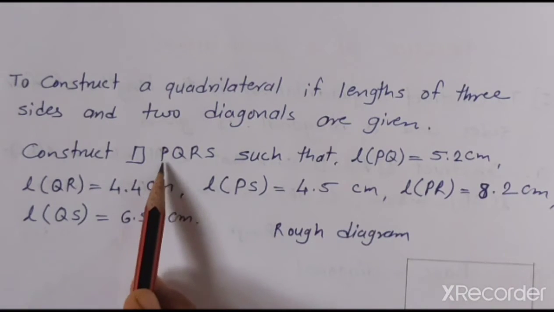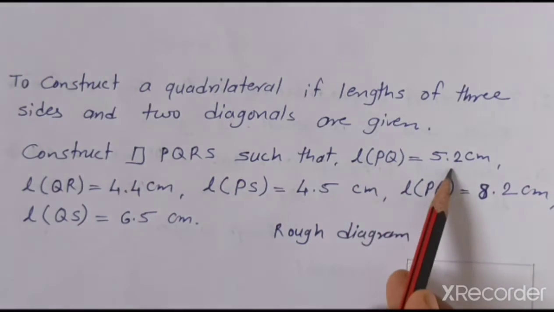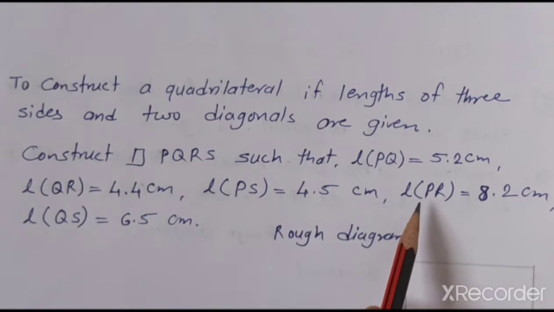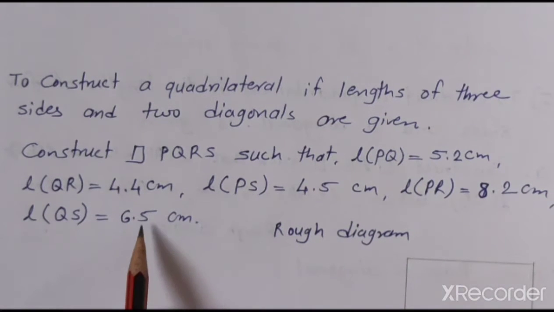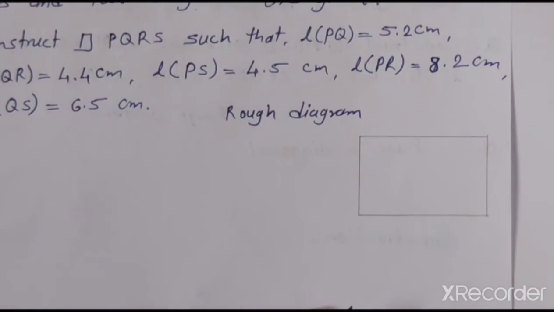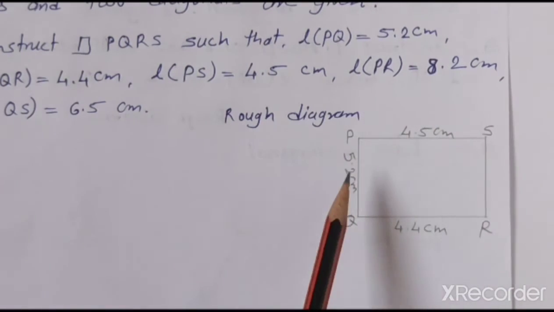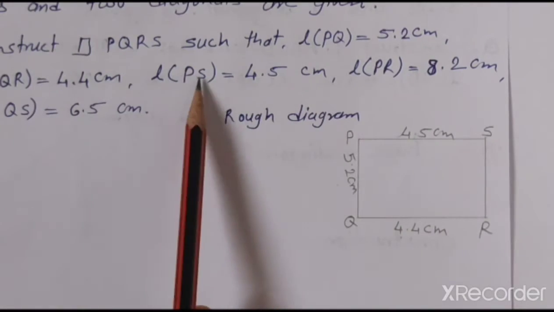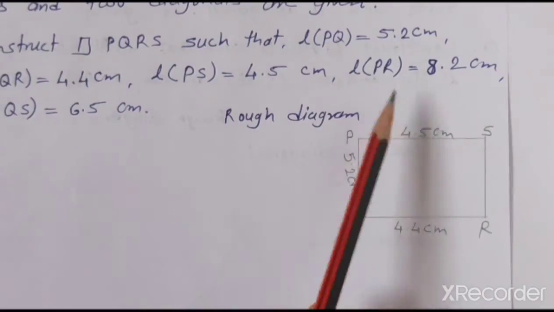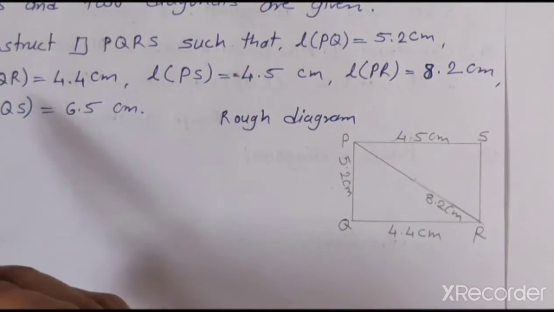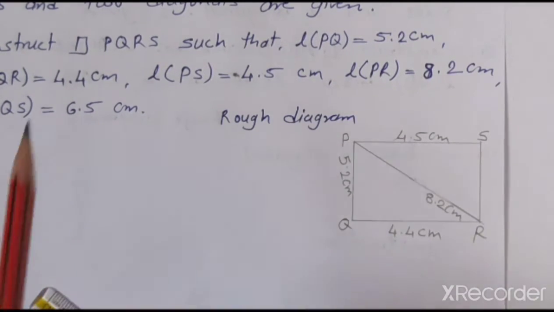Construct quadrilateral PQRS such that length PQ is equal to 5.2, QR is equal to 4.4, PS is equal to 4.5, PR is equal to 8.2 and QS is equal to 8.5 centimeter. So let's convert all this information in this rough diagram. Here I write down measure of 3 length which are given in this question. Now here PR is given, so I am connecting it. Next QS is also given, 6.5 centimeter.